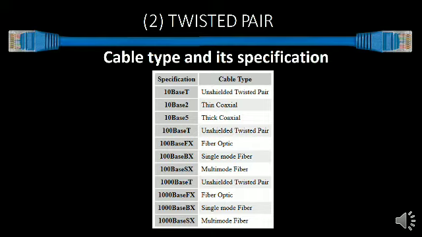Cable type and its specification. Specification 10 base T, cable type UTP. 10 base 2, thin coaxial. 10 base 5, thick coaxial. 100 base T, UTP. 100 base FX, fiber optic.